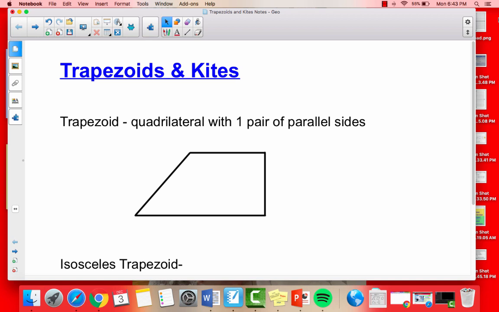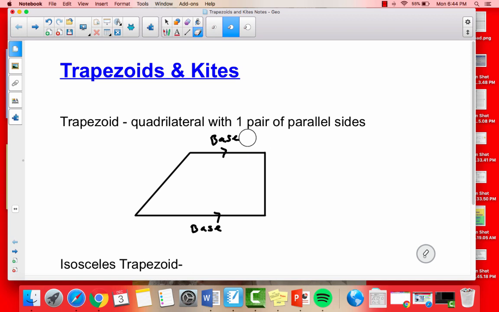The first one we're going to start with is the trapezoid. So here's our formal definition. It's a quadrilateral with one pair of parallel sides. Remember, we mark parallel with arrows. So in this particular trapezoid I drew, my parallel sides would be the top and the bottom, and those are called the bases. So there's a base and there's a base.